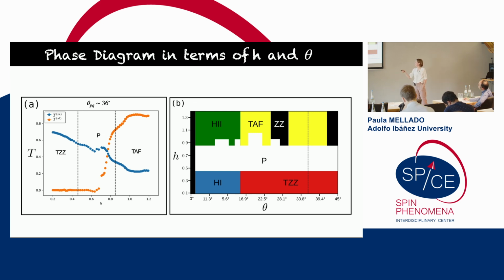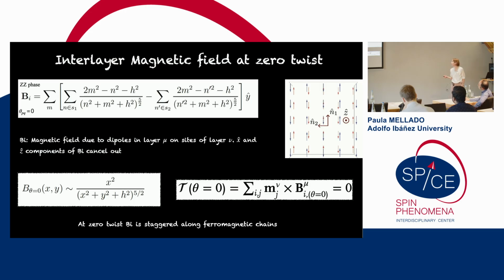And then we have this antiferromagnetic pattern. So what is happening in the system? Essentially, we can study the magnetic field that one of the layers produces in the other layer. For instance, spins in the mu layer will produce a magnetic field on spins in the nu layer, which is going to look like this.